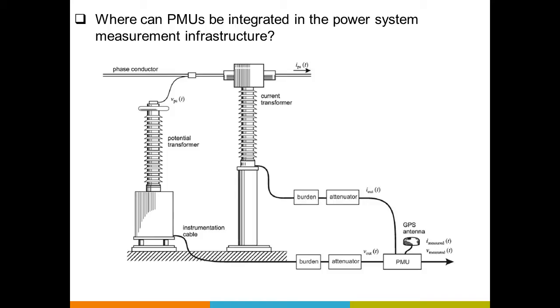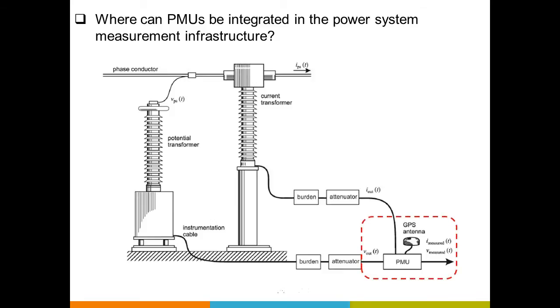And that is how it can be fitted in this existing power system infrastructure to generate those quantities like I mentioned in my previous slides. For example, the voltage phasors, the current phasors, the sequence components of voltages and currents, the frequency, the rate of change of frequency, and it can also estimate the breaker status.